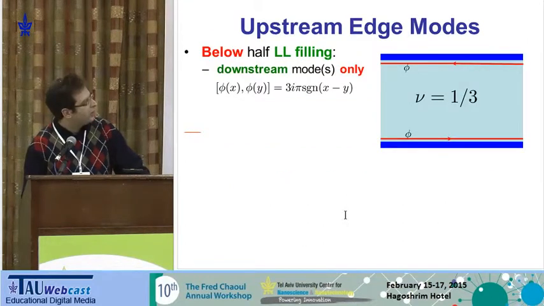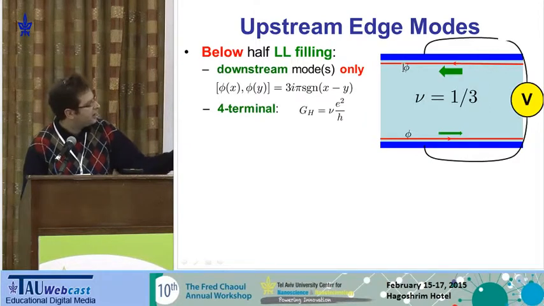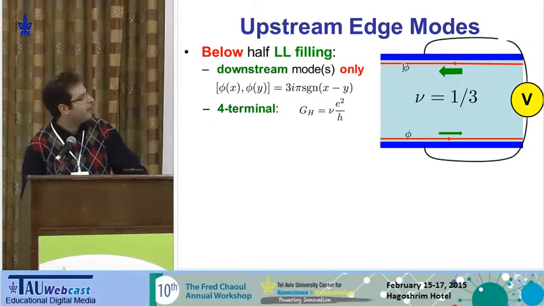And this has to do with the following. So I told you before that we have no transport in the bulk of those systems, but we have things propagating along the edge in the direction set by the skipping orbits because of the magnetic field. So for example, in simple states like the 1/3 state, we will have just one mode going here and one mode going here. And this is simple, and this gives us the quantized Hall conductance. Everything is fine.